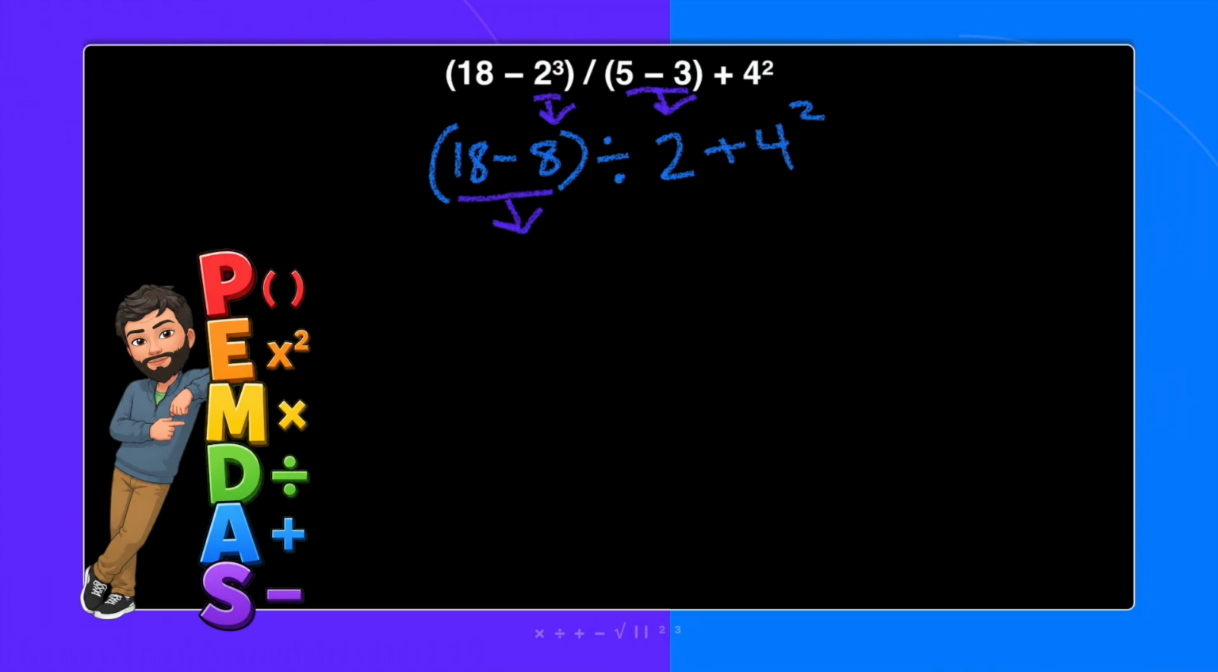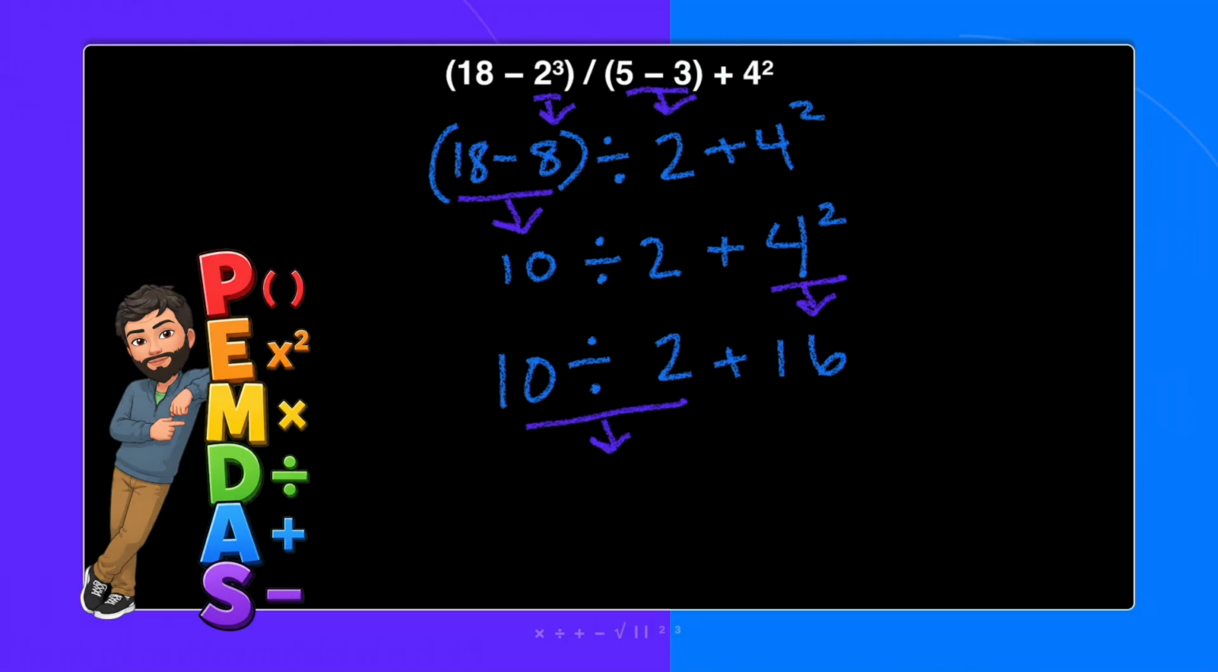Then next we're going to do 18 minus 8 first. 18 minus 8 gets us 10. Bring down the divided by 2 plus 4 squared. Then let's do the 4 squared. 4 squared gets us 16. Again, bring down the plus, the 2, the divided by, and the 10.